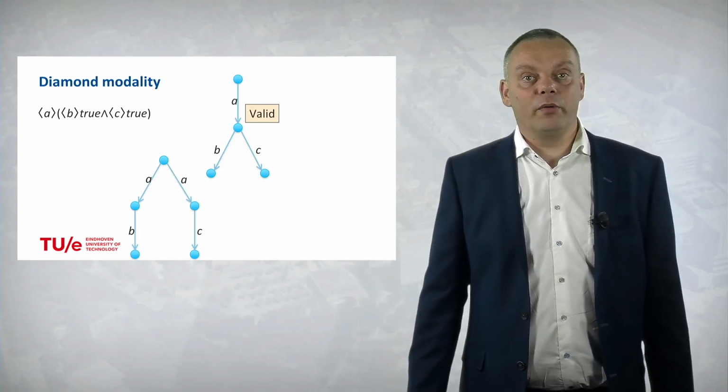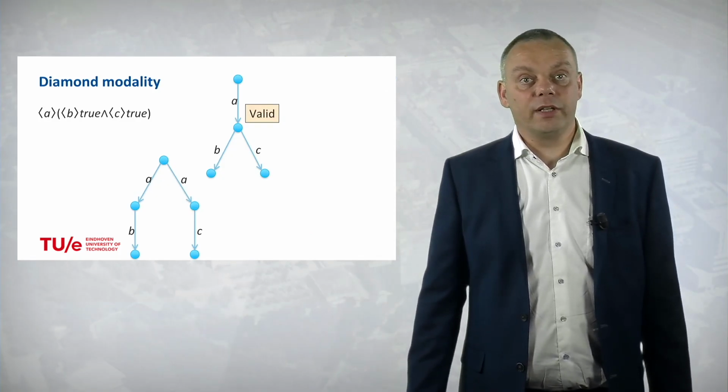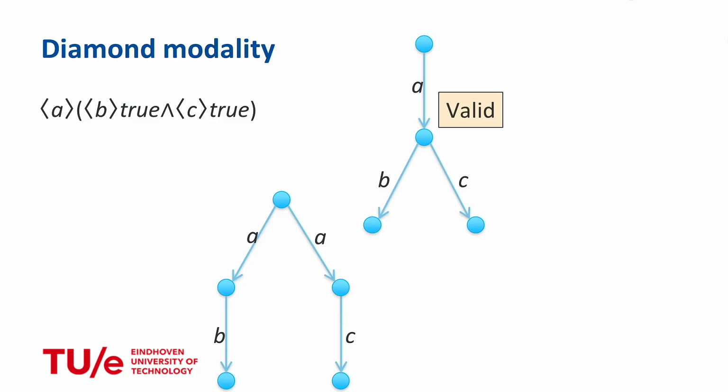Take these two outgoing A's from the initial state and ask ourselves whether this modal formula holds for this transition system. Well, what we see is that we can do an A from the initial state, but then we end up either at a state where we can do B or at a state where we can do C, but we don't have a resulting state where we can do both a B and a C. So what we see here is that this modal formula is not valid for this transition system.